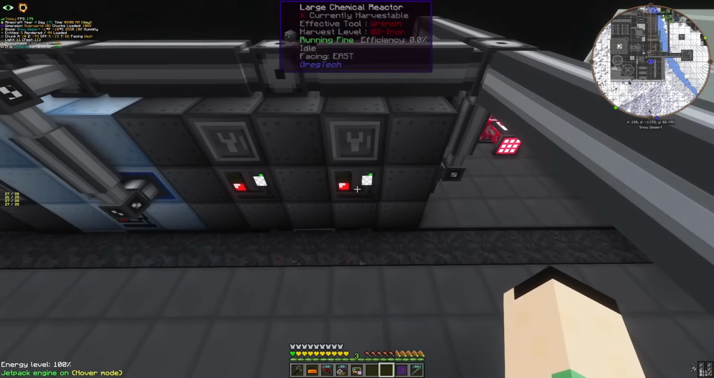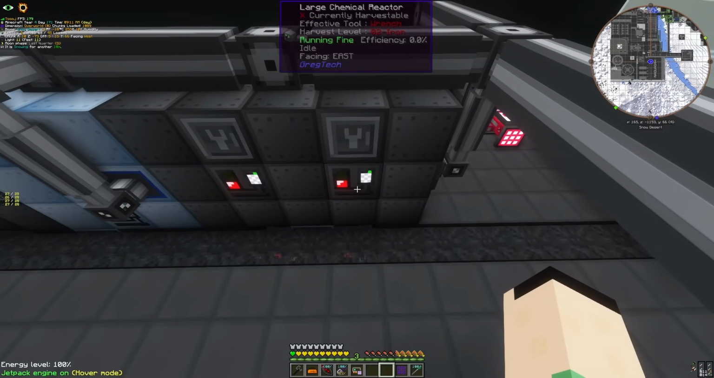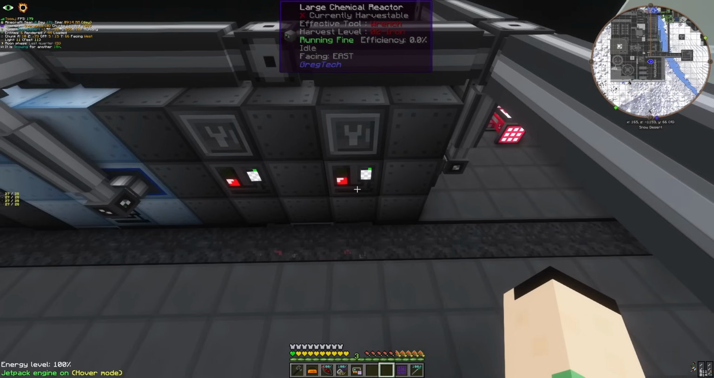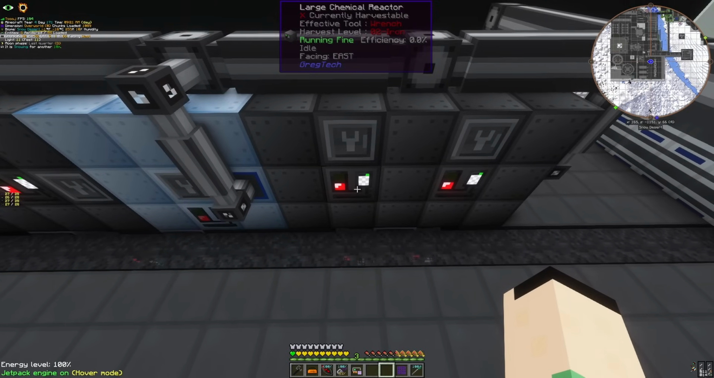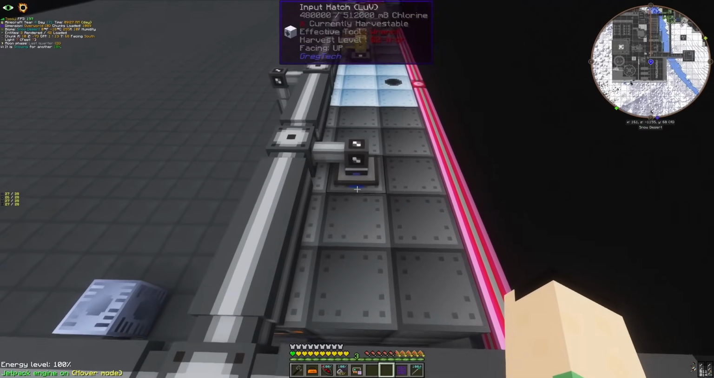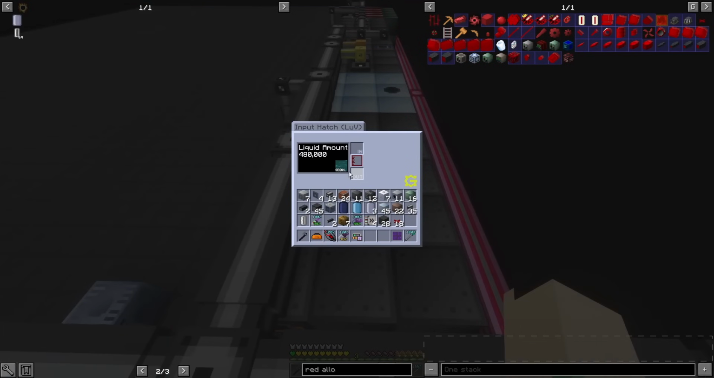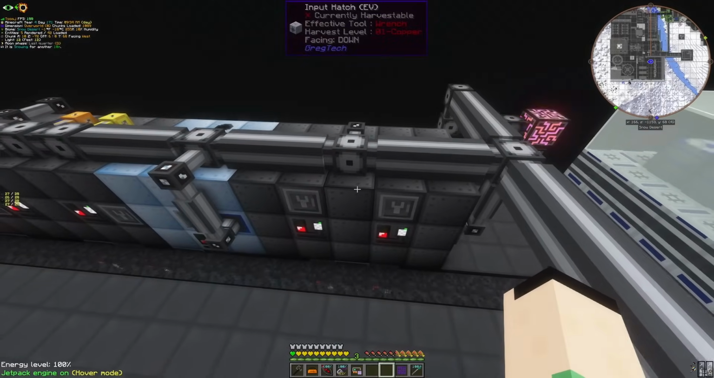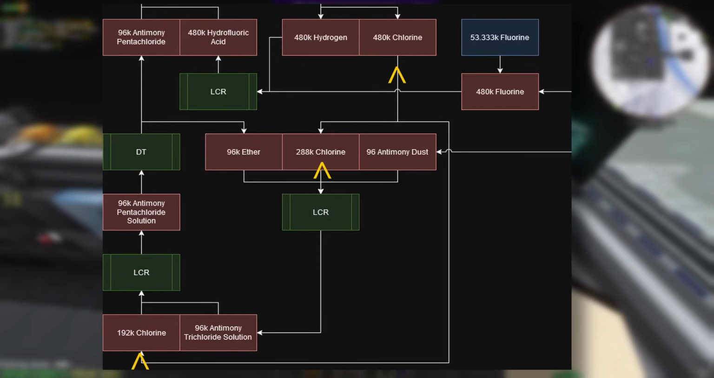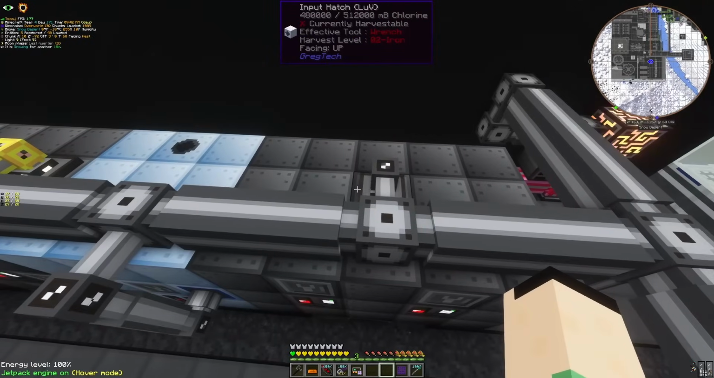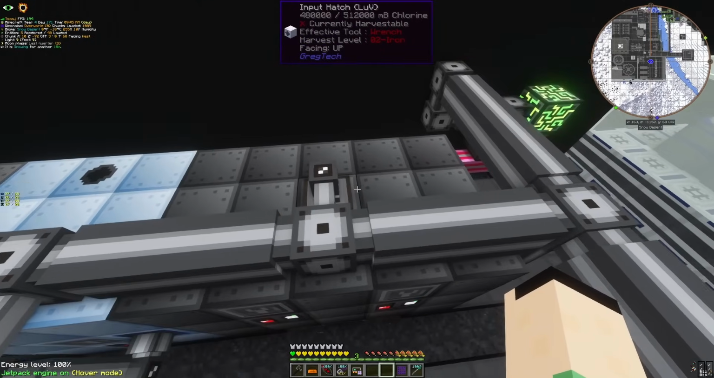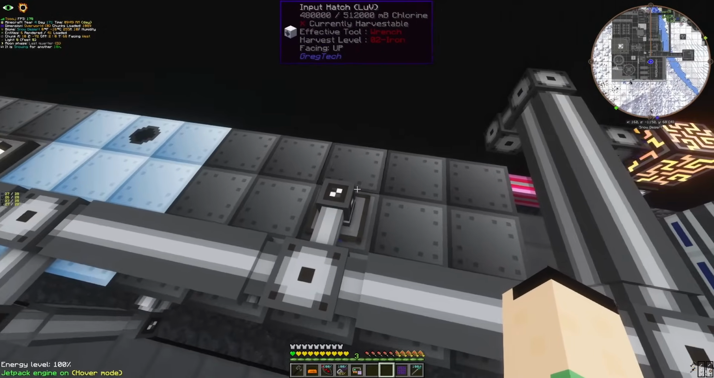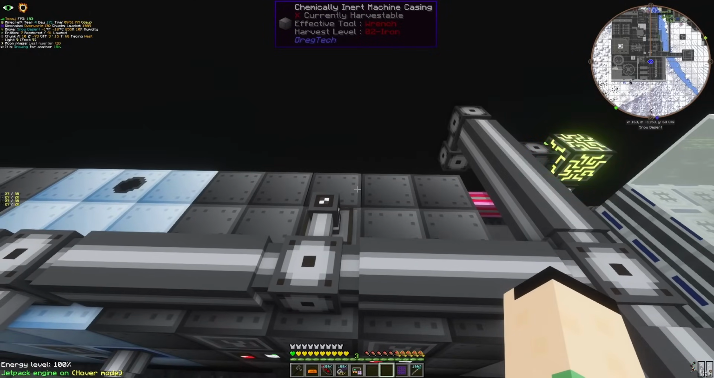We start off with a chem reactor that combines ether, chlorine, and antimony dust. This makes antimony trichloride solution. That is combined with chlorine here in an LCR to make antimony pentachloride solution. Let me just quickly say though that here I have a shared input hatch full of chlorine. That is because in my flowchart, I have 480,000 chlorine that's split into 2 different LCRs. And this is effectively the same thing because these are the 2 LCRs that the chlorine goes to. And if I'm just sharing the input hatch, I don't have to worry about splitting ratios or anything like that.